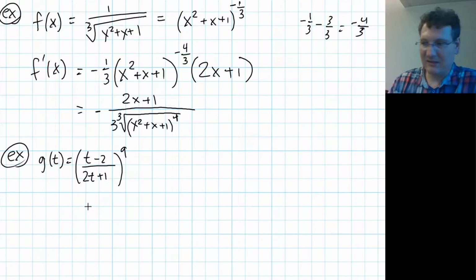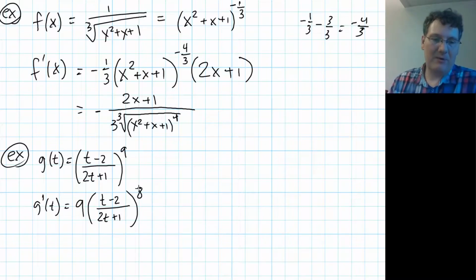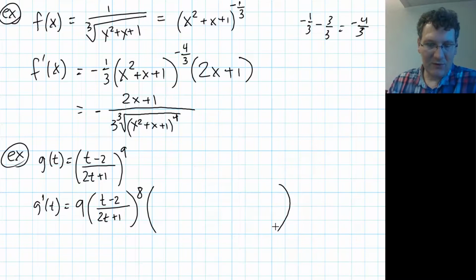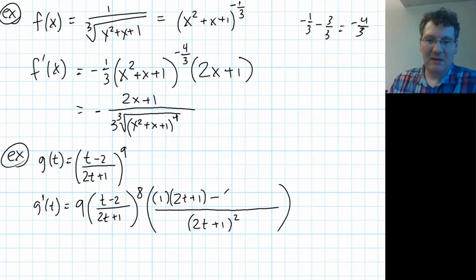Okay, let's see how this quotient rule gets into the mix. So we're going to have (t - 2)/(2t + 1) to the 9th power. The first derivative is going to be 9 times (t - 2)/(2t + 1) to the 8th power. Now I have to multiply by the derivative of this fraction, this rational function, which I'm going to do using the quotient rule. Remember, the denominator is just the denominator squared, so I'm going to start with that. And then it's going to be the derivative of the numerator, which is 1 times the denominator, 2t + 1, minus the numerator, t - 2, times the derivative of the denominator, which is a 2.